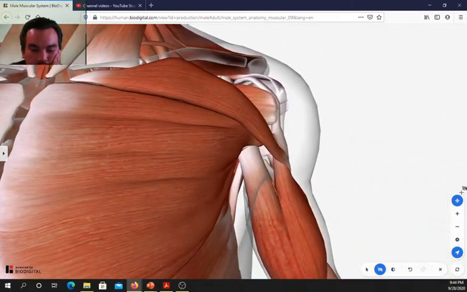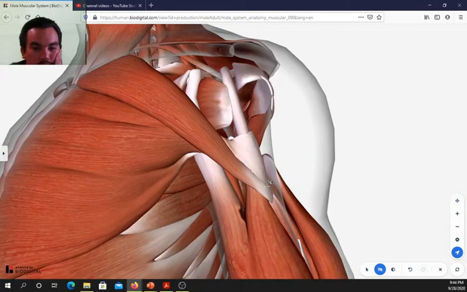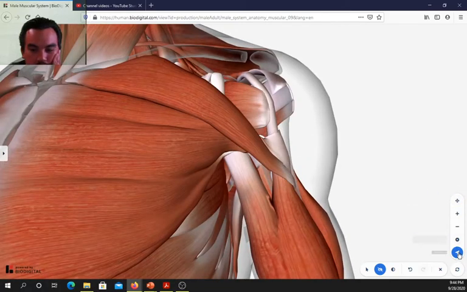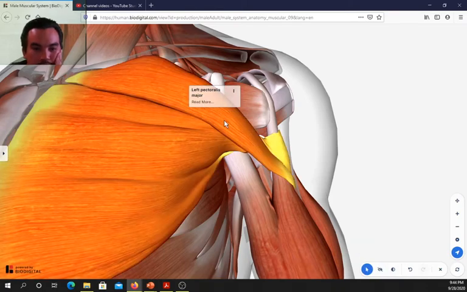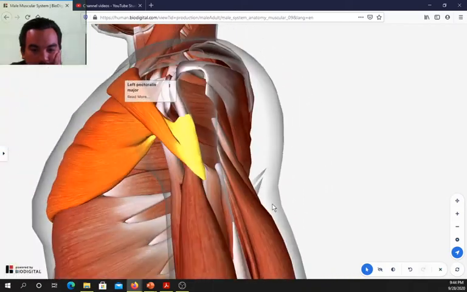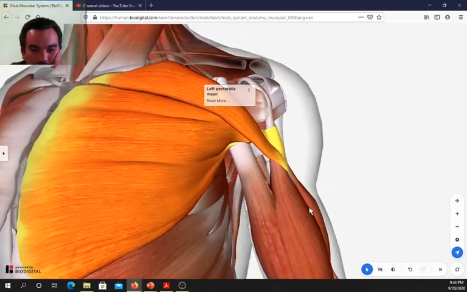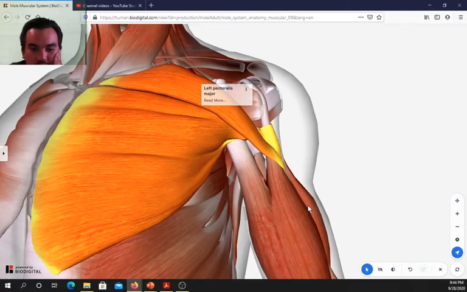Right. So you can see how, I don't want to hide it, there we go. So like right here, the left pec major right there, and you see how it inserts on that humerus. The humerus is kind of hollowed out in this picture, I'm sorry. It is what it is.